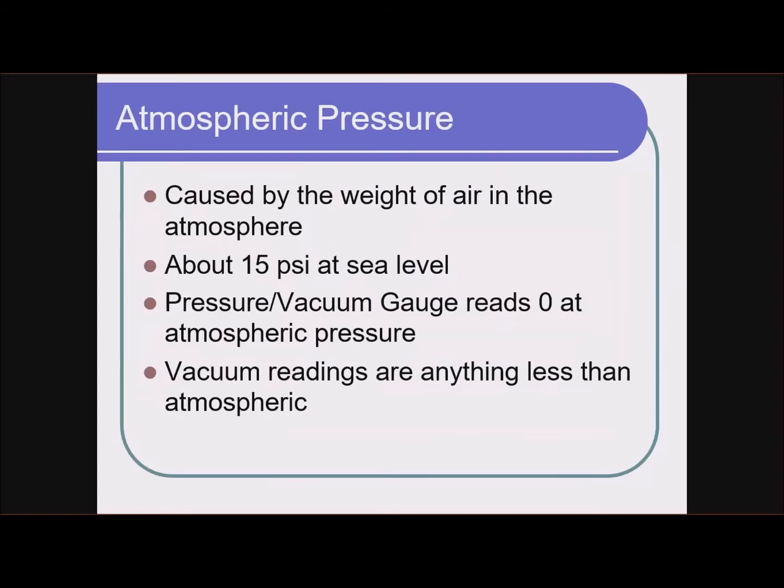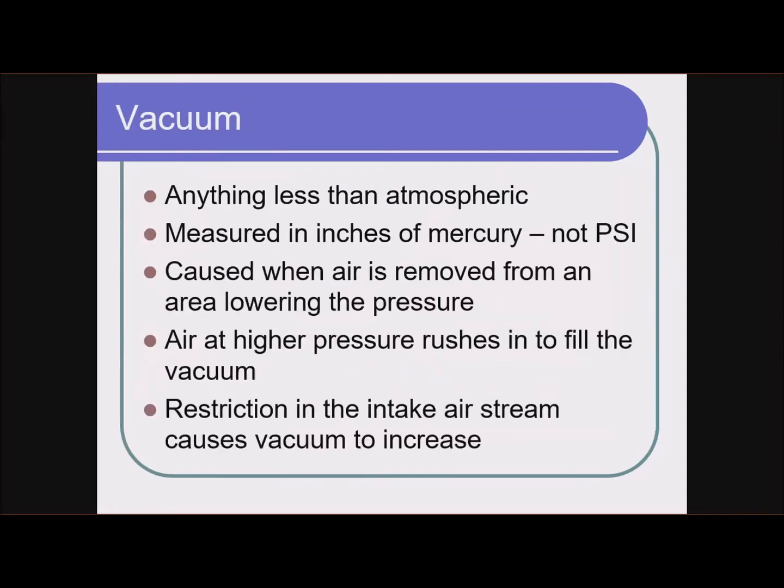So in an engine, when we open the throttle plate, assuming that the pressure inside the throttle body or inside the intake manifold is lower than atmospheric, air is going to flow in. And the bigger the difference, the faster the air is going to flow in. So when we measure vacuum, we're talking about anything less than atmospheric pressure. And when we look at a gauge, and I'll do that in a minute, we'll see that vacuum is measured in inches of mercury.